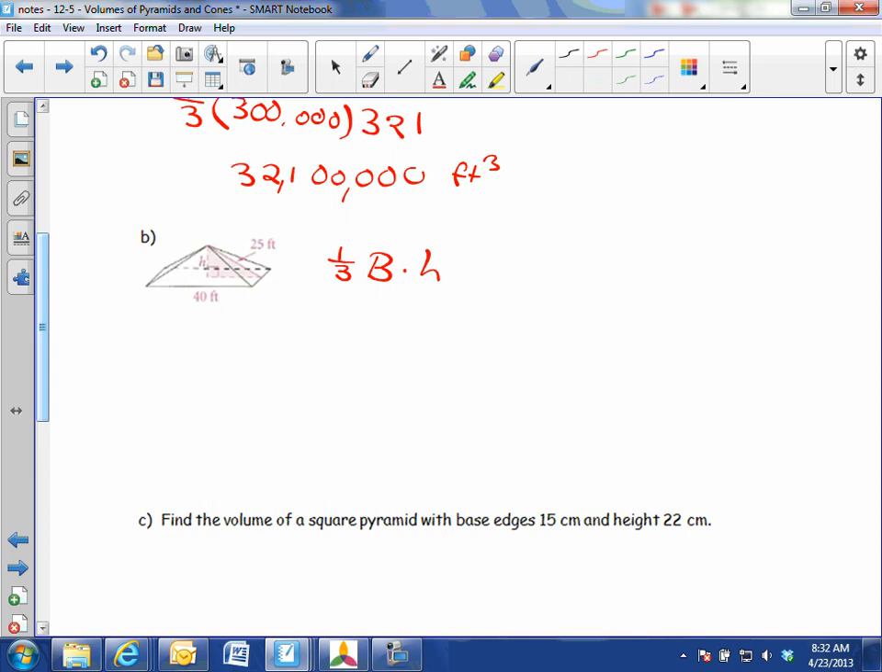Well, first we have to find the height. Yeah, we have to find the height. Okay, we can find the height. It's not an equilateral. The base is a square.